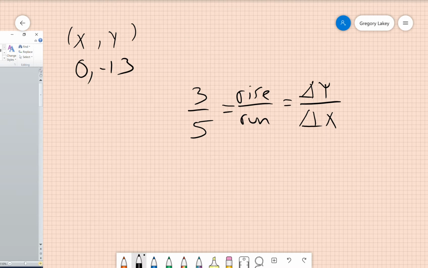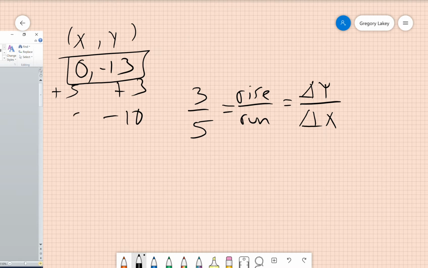So the pattern tells you exactly which part of the ordered pair you're going to affect and how it's going to use the pattern. So now for the rise, I'm going to add 3 to my y. And then for my run, I'm going to add 5. So now, class, what's -13 plus 3? -10. 0 plus 5 is 5. So now that's our second ordered pair.